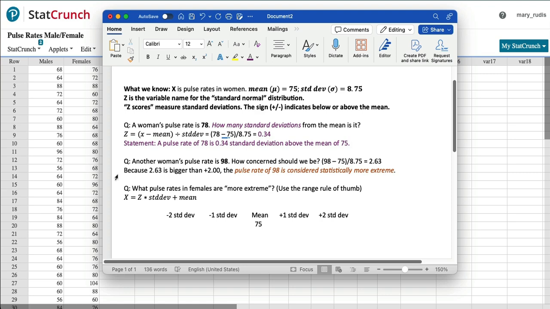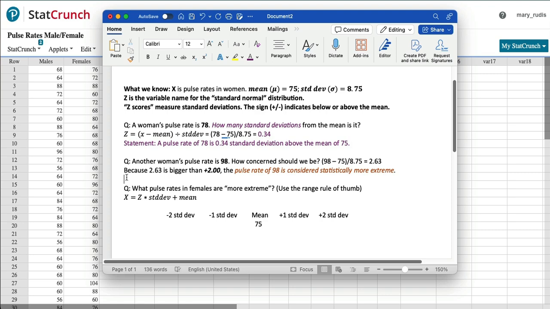When the number of standard deviations is outside of +2 or -2, then it's considered to be statistically more extreme. Okay, statistically more extreme. So 2.63 is, in fact, bigger than +2.00. So the +2.00 is our range rule of thumb. If our z-score is bigger than that, then we can say that our pulse rate of 98 is considered statistically more extreme. And you can see the statement right here.